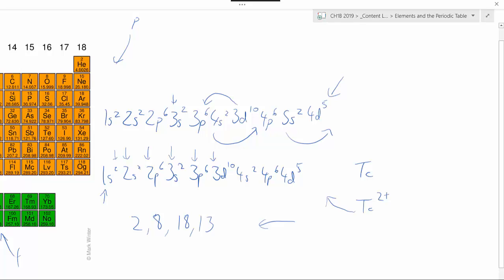So that last shell is the one that loses its electrons when you form an ion, even if they weren't the last ones that you put in. I hope that makes a little bit of sense.